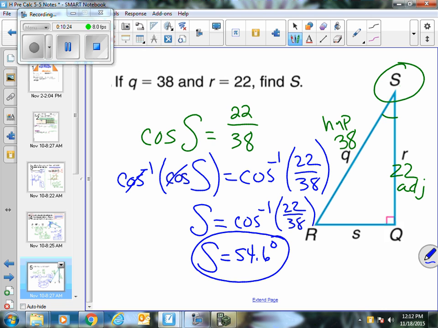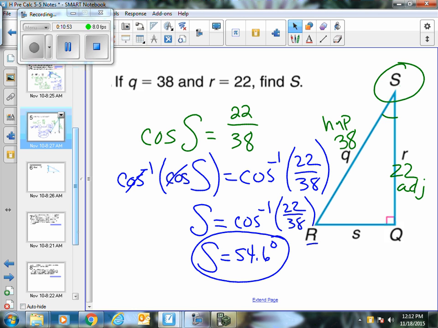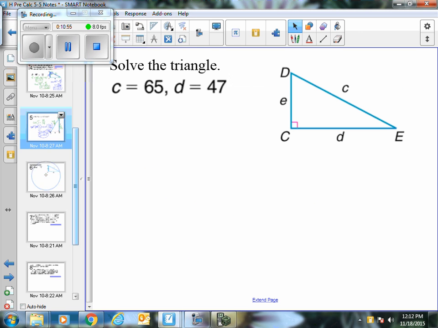Now think about it. Could you find angle R then if you knew angle S? They didn't ask you for it, but how could you do that? Well, these two angles, S and R, would have to add up to 90 degrees. So you would do 90 minus 54.6. You'd have angle R. And I bet you could find side S. We could do that too, because now we have two sides and an angle. We could set up a trig ratio to find that as well. Lots of different ways to do that. So we're looking for ways to solve and find the missing pieces. So if we don't have an angle, we want to be able to find it by using our inverse. Okay, let's try another one.